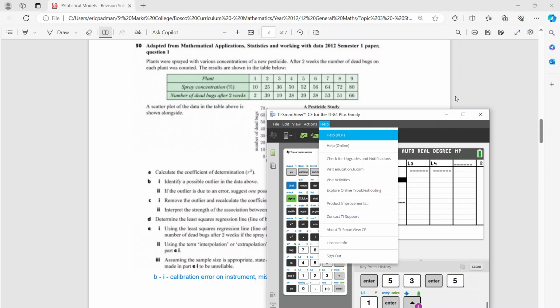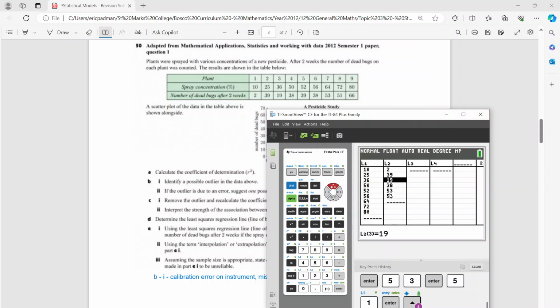Sorry, that's reading ahead. Then 38, 39, then 38, then 53, then 51, then 66. Checking this going up: 60, 55, 51, 53, 38, 39, 38, 19, 39, 2, 10, 25, 36, 50, 52, 56, 64, 72, and 80. Okay.